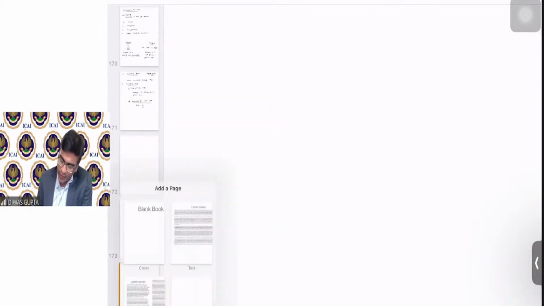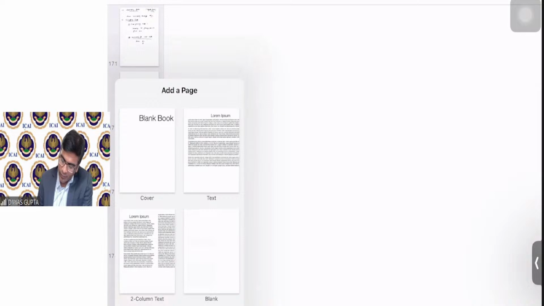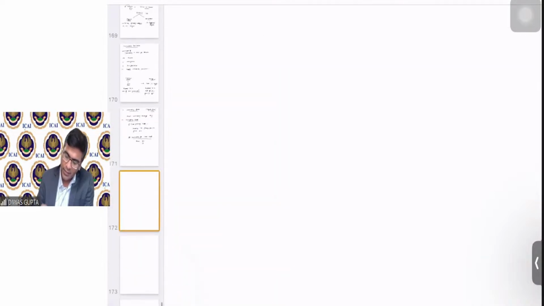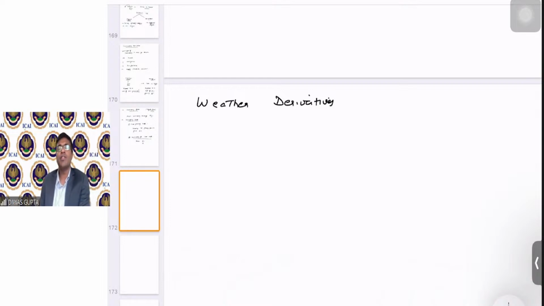Now let's come to weather derivatives, students. Weather derivatives are derivatives where the underlying is a specific measure of weather.